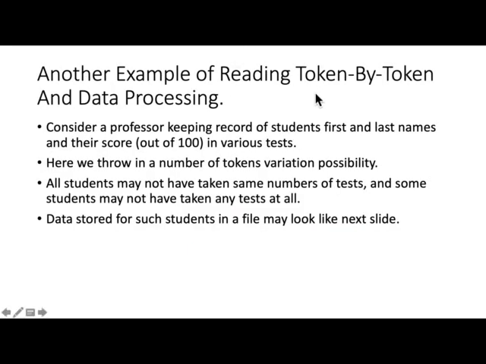Another example of reading token by token and data processing. Consider a professor keeping a record of students' first and last names and their scores out of 100 in various tests. But here we are going to throw in a number of tokens variation possibility, in the sense that we're not going to fix how many tests each student took. Maybe somebody took no test, somebody took 5 tests, or somebody took 4 tests. So all students may not have taken the same number of tests, and some students may not have taken any tests at all. Data stored for such students in a file may look like the next slide. And this type of file is the one that we're going to use in design example 5. Hopefully I can email everybody a copy today. Hopefully you can read it before the next lecture.